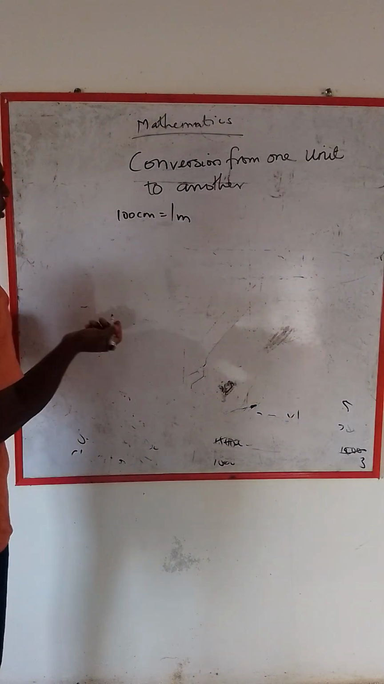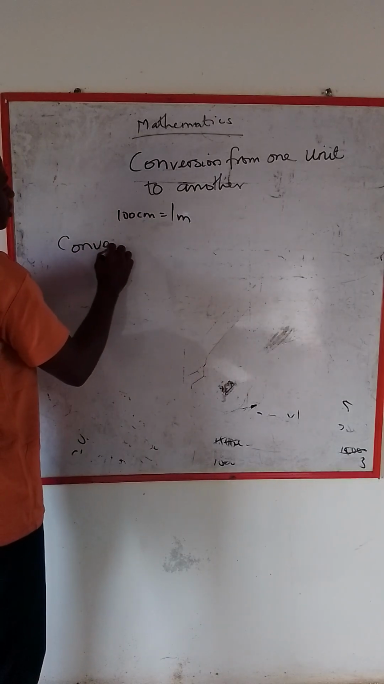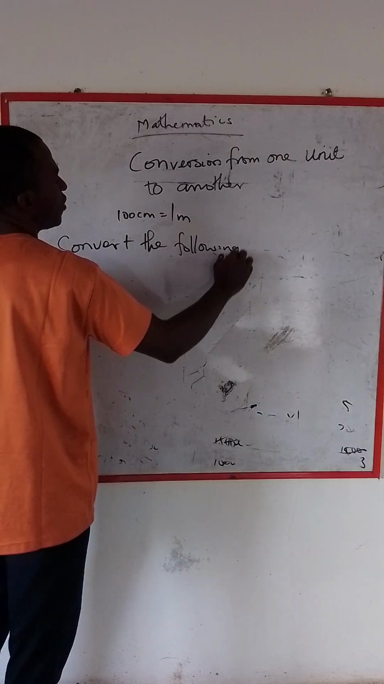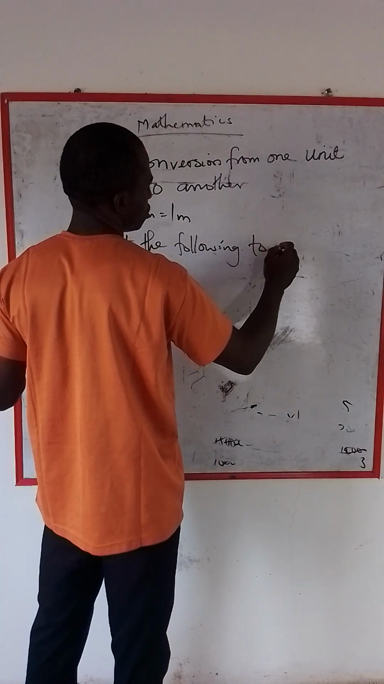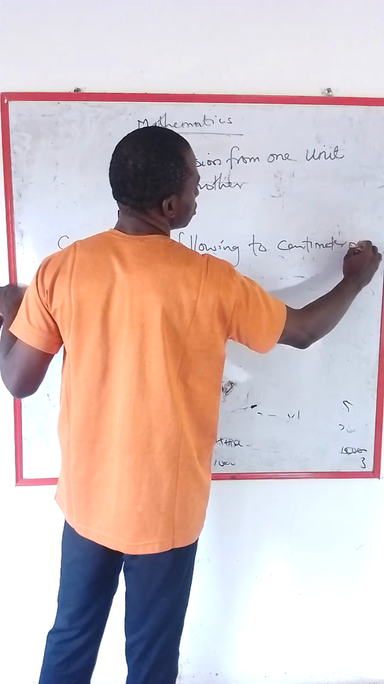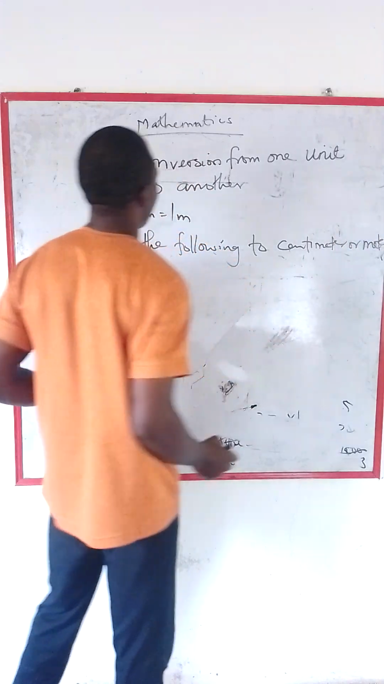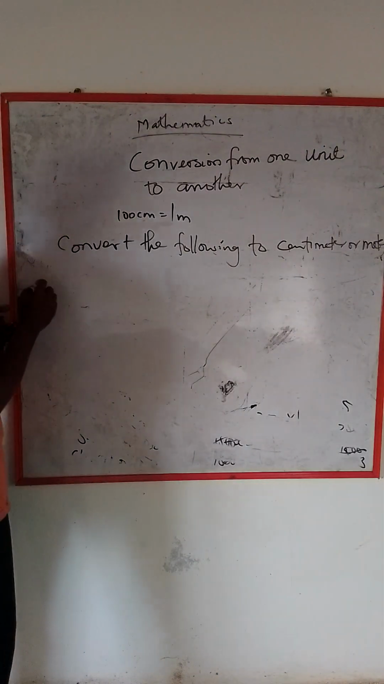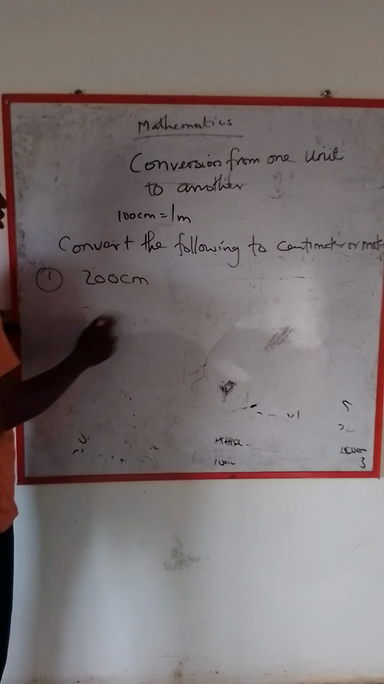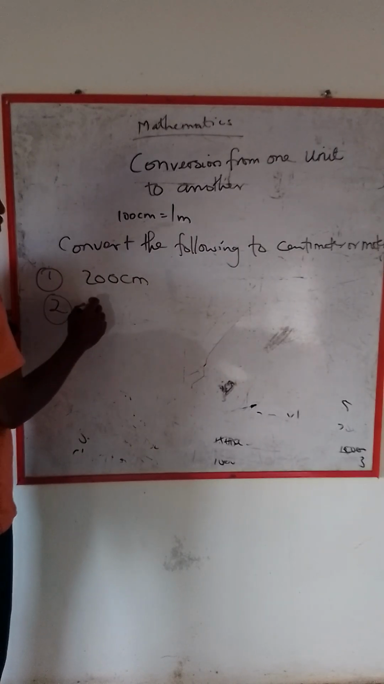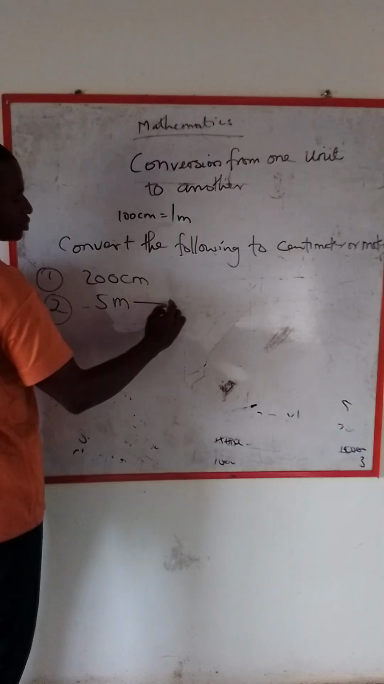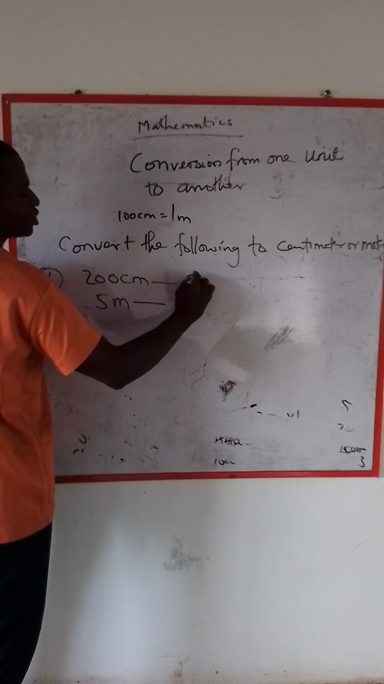So if we are asked, for example, let me say, convert the following to centimeter or meter, depending on how the question is asked. Number 1, 200 centimeter, we are converting it to meter. Number 2, we have 5 meters, converting it to centimeter. This one is to meter.